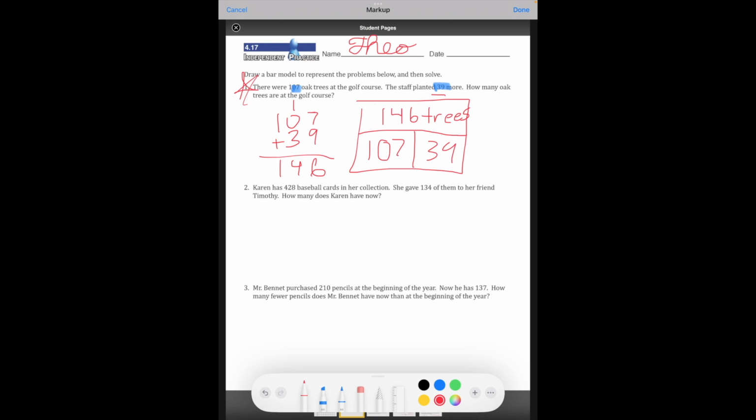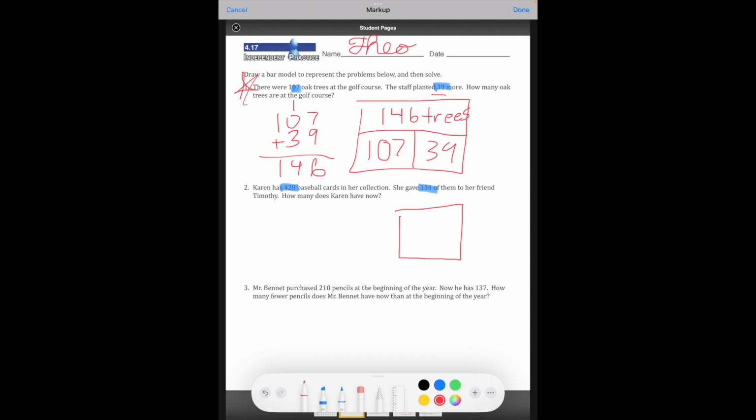Okay, if you got it correct, you put your star. If you got it incorrect, you circle it. All right, take a look at the next one. We have 428 baseball cards in her collection. She gave 134 of them to her friend, Timothy. How many cards does Karen have now?